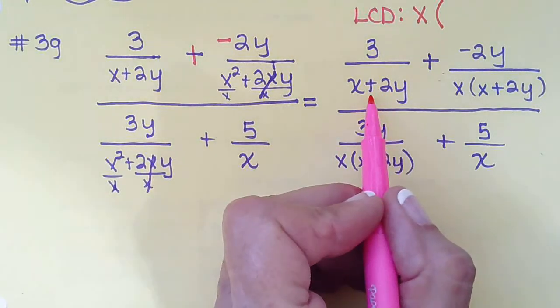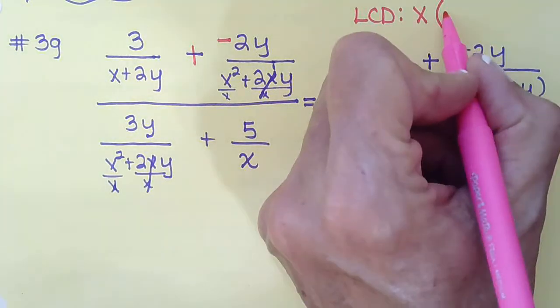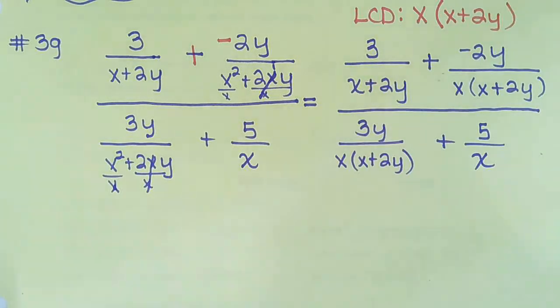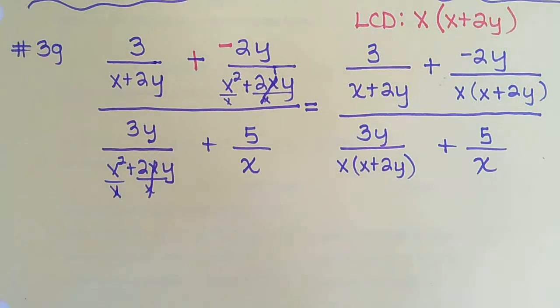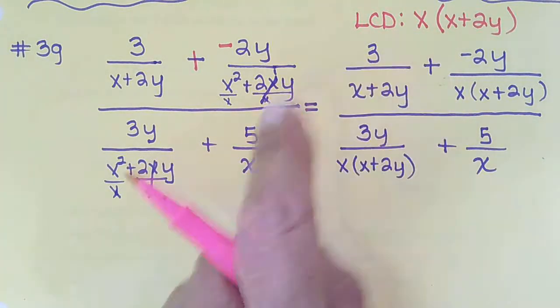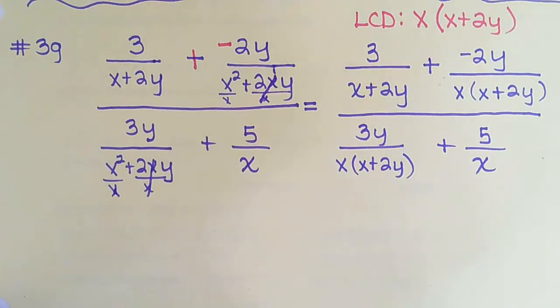And I see an x plus 2y to the first, an x plus 2y to the first, an x plus 2y to the first. So the highest power I see on that is to the first. So write everything you see. I see an x 3 times, and I see an x plus 2y 3 times. Remember, I don't add the exponents. I just write the highest power I see.